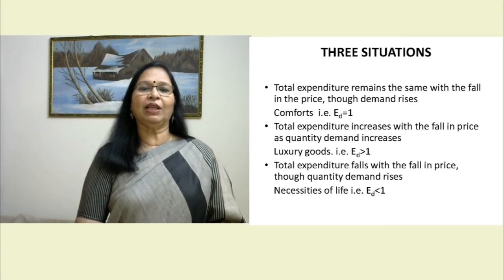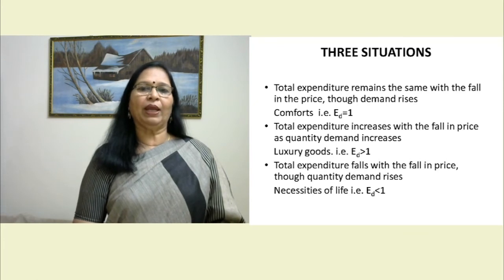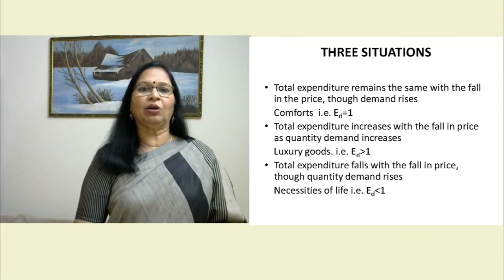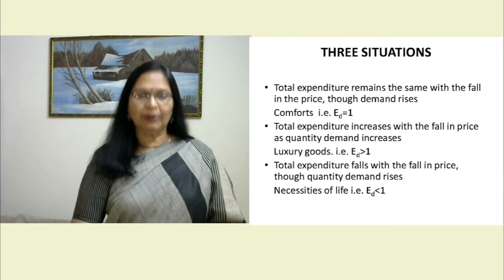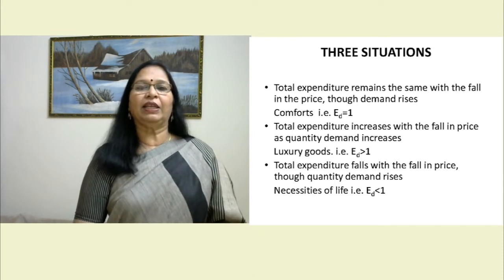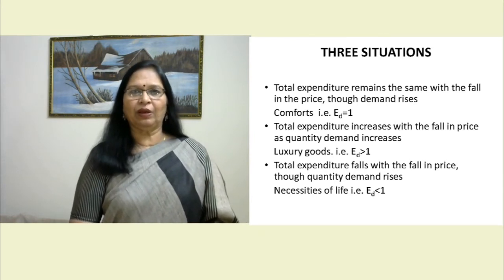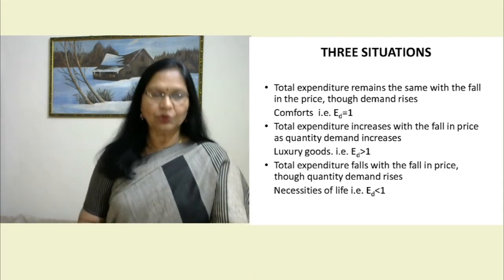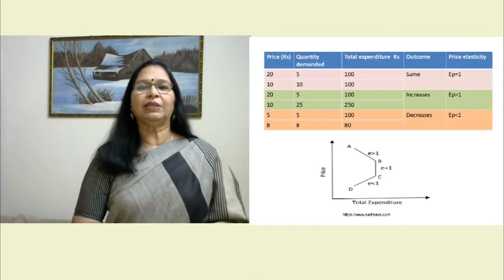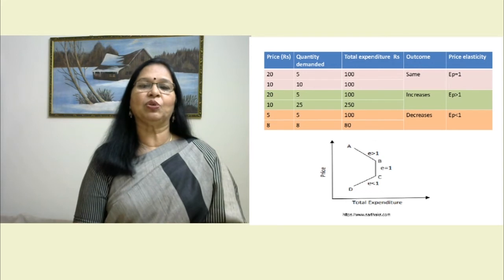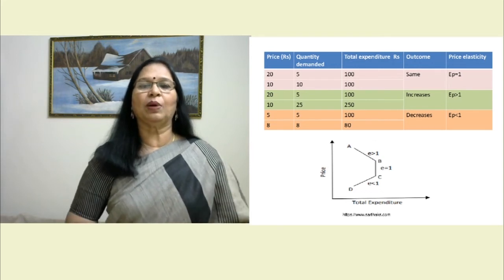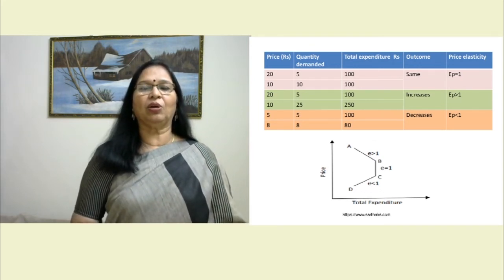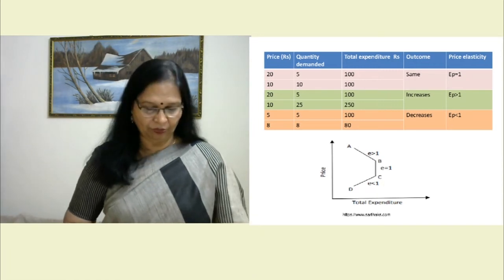And the third one is where, with a fall in price, the actual expenditure falls. Quantity demanded rises, but the expenditure falls. And here we get the elasticity is less than 1. Now we can also see the diagram there. You can see the vertical part of the diagram, which shows the elasticity is equal to 1, with more elastic on the top and less elastic on the bottom.